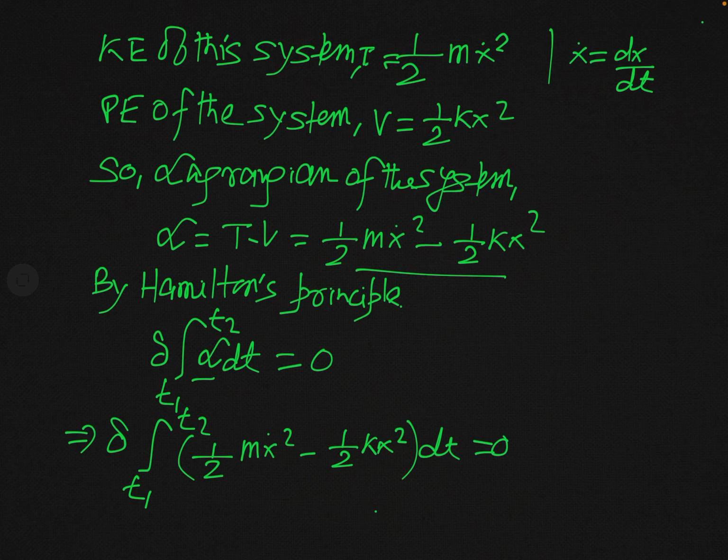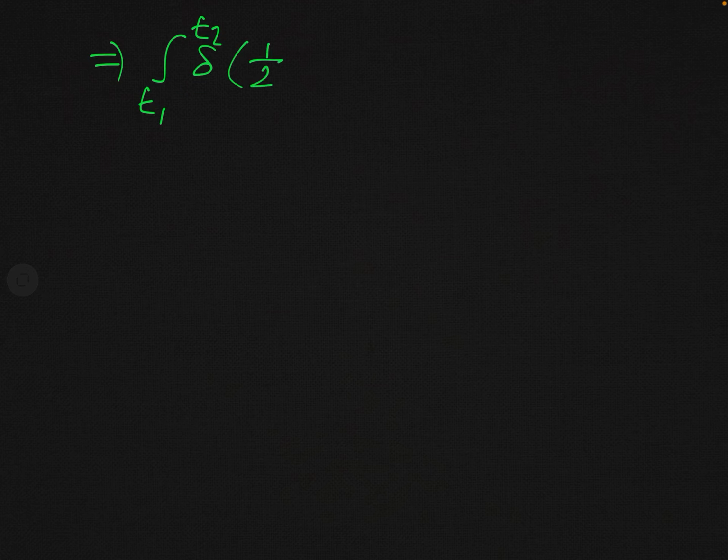So now, as you know, this delta may be operated on this. In the proof of Hamilton's variational principle you have seen this thing. So we can write this equation in this way: integral from t1 to t2 of delta operated on half mx dot square minus half kx square dt, and this is equal to 0.